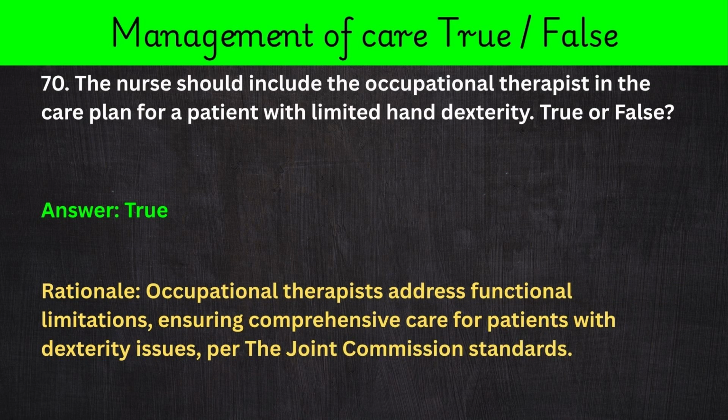70. The nurse should include the occupational therapist in the care plan for a patient with limited hand dexterity. True or false? Answer: true. Rationale: Occupational therapists address functional limitations, ensuring comprehensive care for patients with dexterity issues, per the Joint Commission standards.